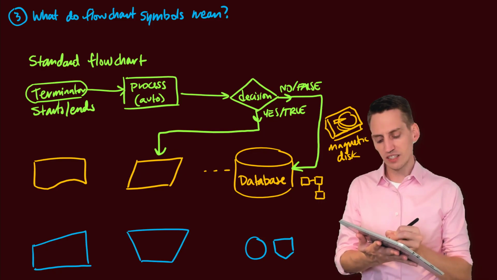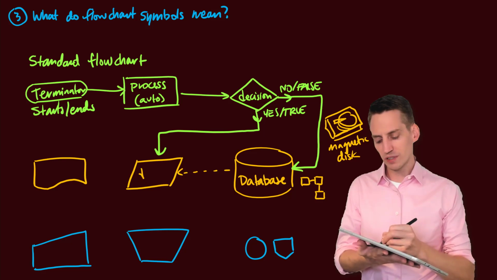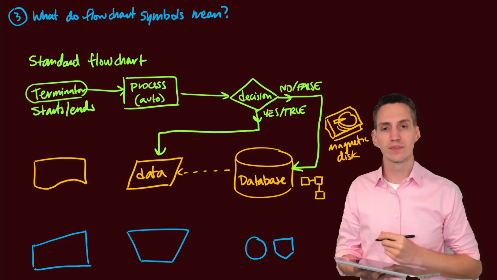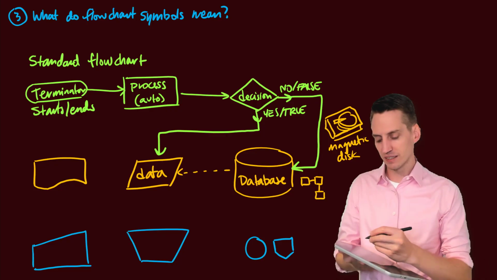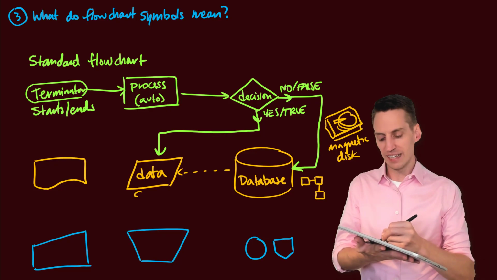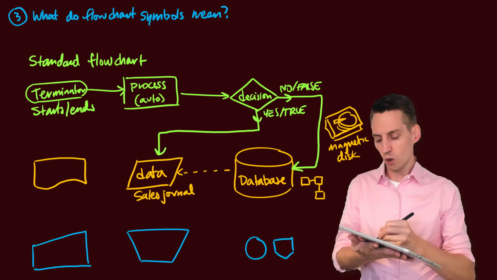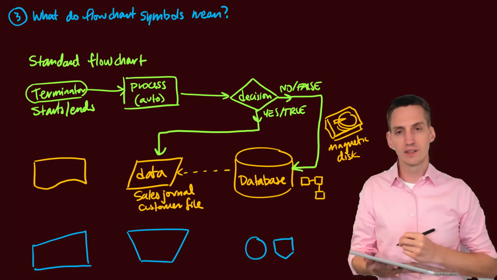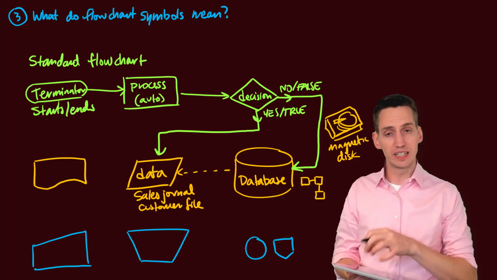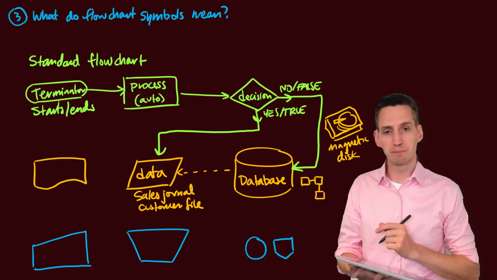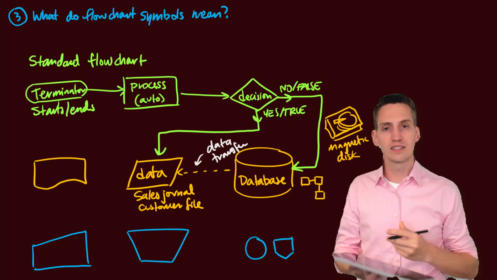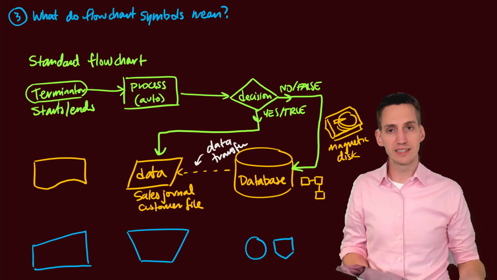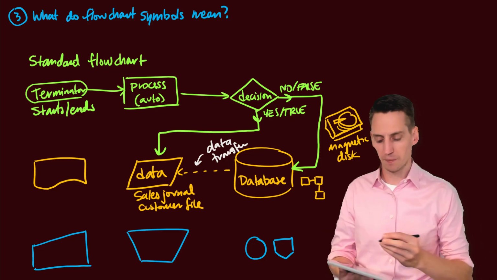We're going to connect this to the next symbol, which represents a data store, meaning this is a specific location for data within that database. This could be a sales journal, for example, or a customer file. So if we're storing something or locating something in a specific data set, we'll use this parallelogram. By the way, this dashed line represents data transfer, such as when we're looking up data from a database or we're storing it somewhere.